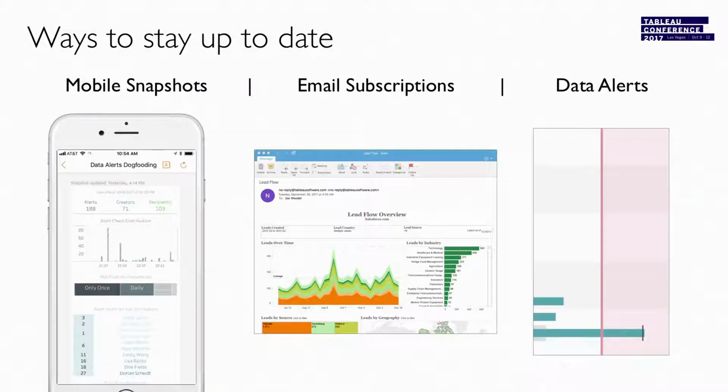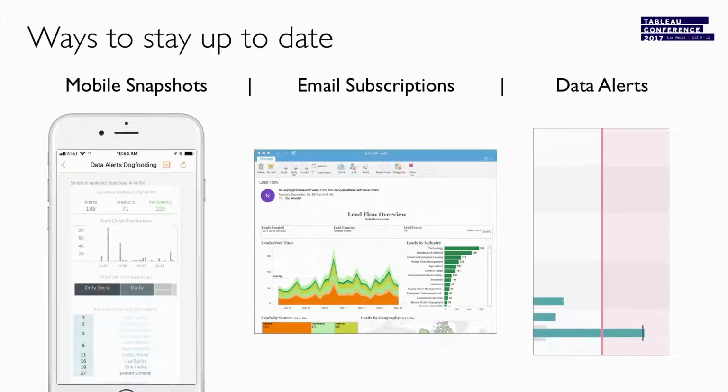So three ways to help you stay up to date with your data that a lot of people use today. Mobile snapshots. You saw this in the demo that we just did. You saw that picture of the dashboard before we actually loaded the dashboard. The mobile snapshots are a feature where each individual user can pick a set of favorites off the server and deliver the snapshots that they really care about, the data that they're really interested in.